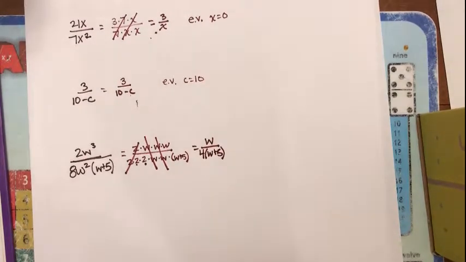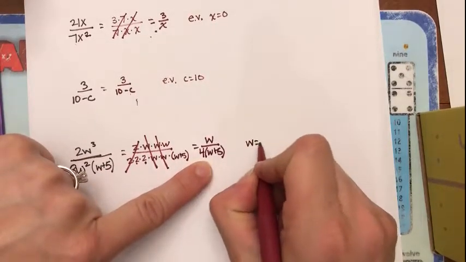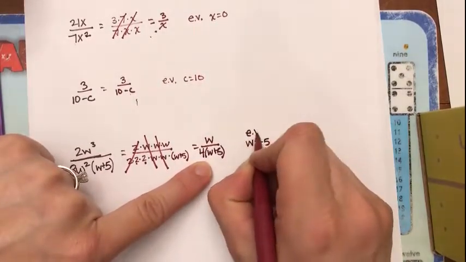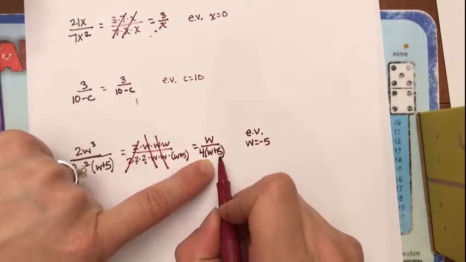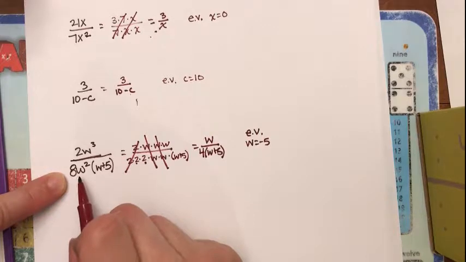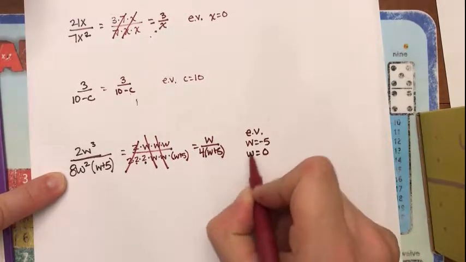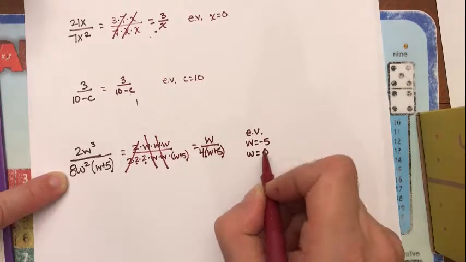And when I look back here, I see that w equals -5, and it is an excluded value. But I also have to look back at my original function, and I see this 8w squared here. So w also can't be 0, or w equals 0 is an excluded value here.